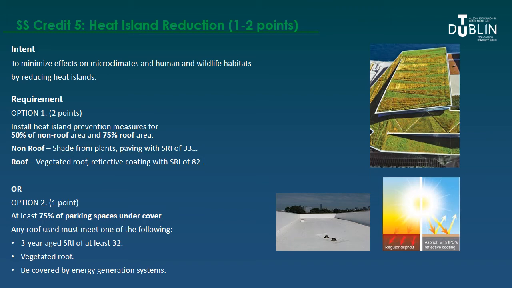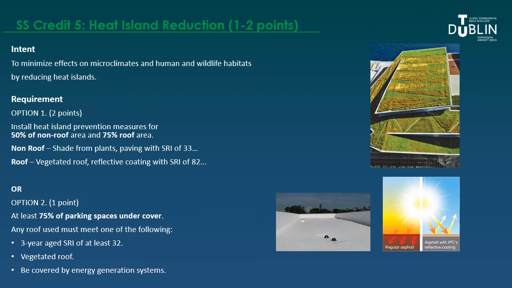So obviously the more of those you use, light coloured paving, not dark coloured paving, etc. And that value would come with the product. It would be one of the ways that the product is described in the technical data. Then roof areas, you could have a vegetated roof, or again a roof with a reflective coating and an SRI value of 82, for example. So the manual goes through other options there.